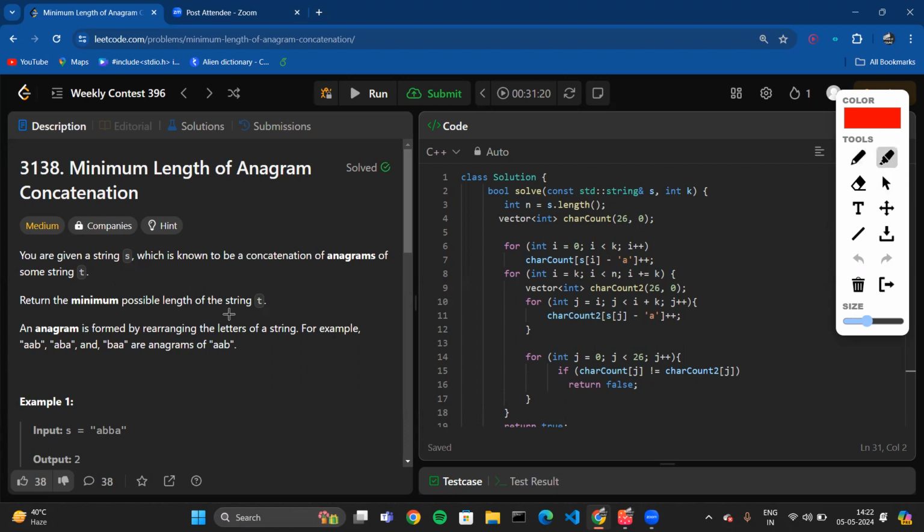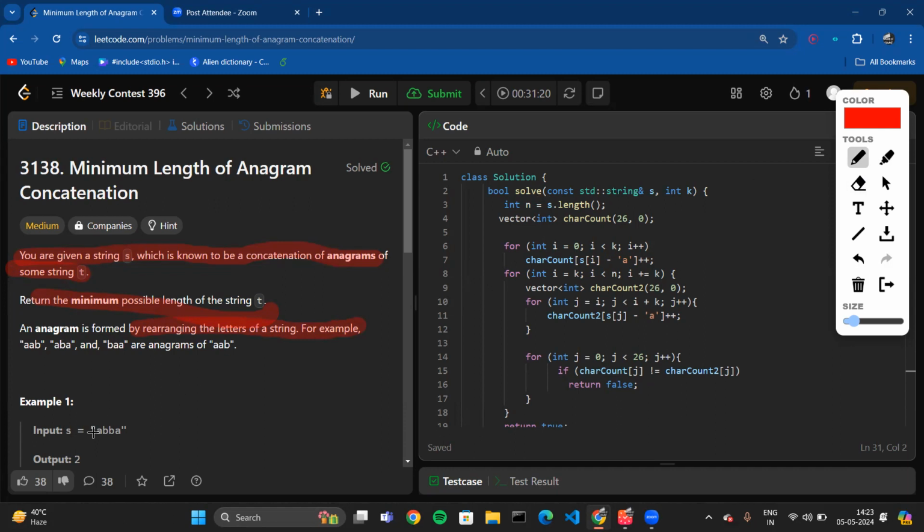In this question, we are given a string S, which is known to be a concatenation of anagrams of some string T. Return the minimum possible length of string T. An anagram is formed by rearranging the letters of a string. For example, A, B, A, B, A, and so on. Now, first, let us understand what the problem says.